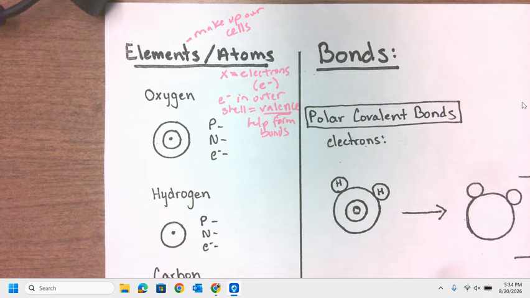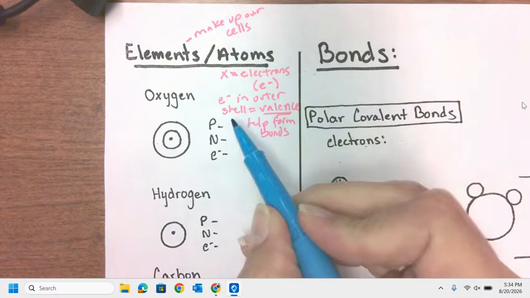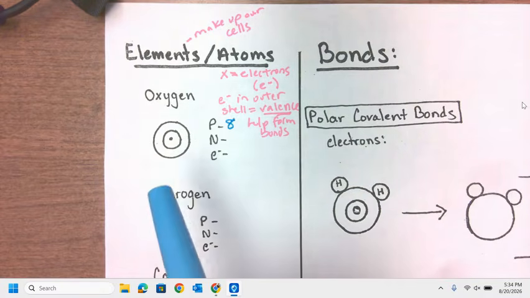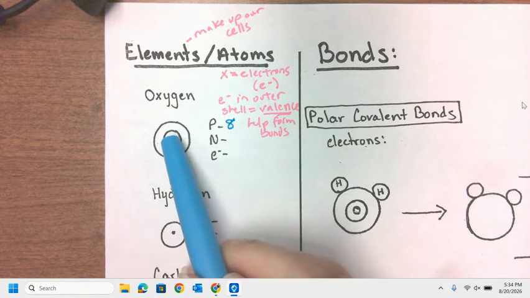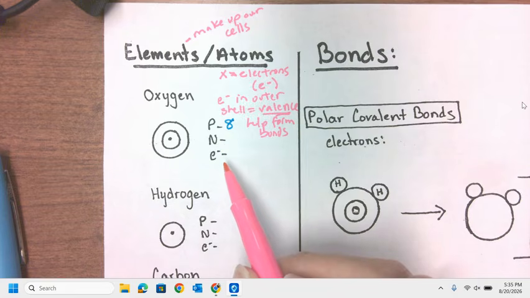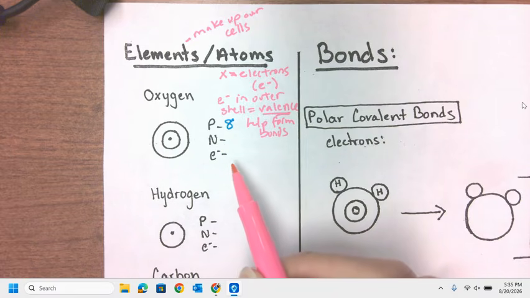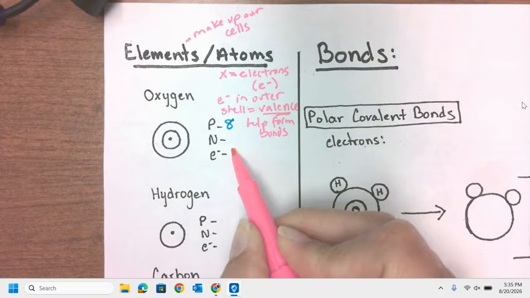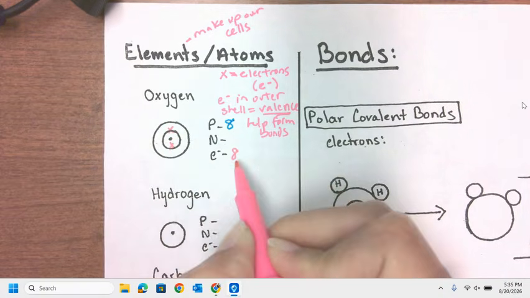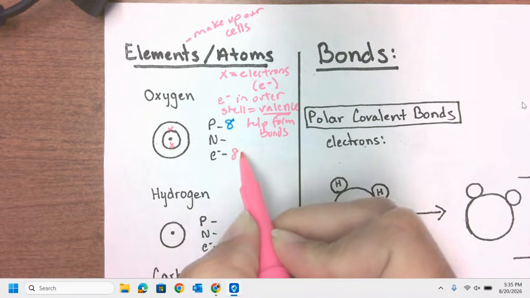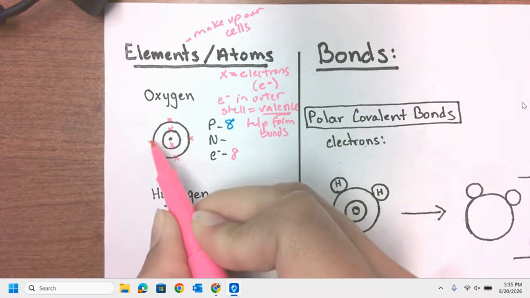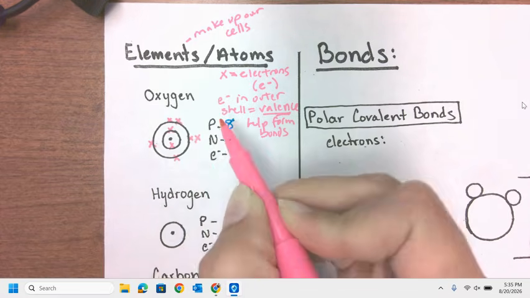Okay, oxygen has 8 protons always. Okay, those are found in the nucleus of the atom. The number of neutrons can vary, and if it is an uncharged oxygen atom, it also has 8 electrons. In the inner shell, you always have 2 electrons, and then we need 6 more electrons to make up 8. So 1, 2, 3, 4, 5, 6, 7, 8.